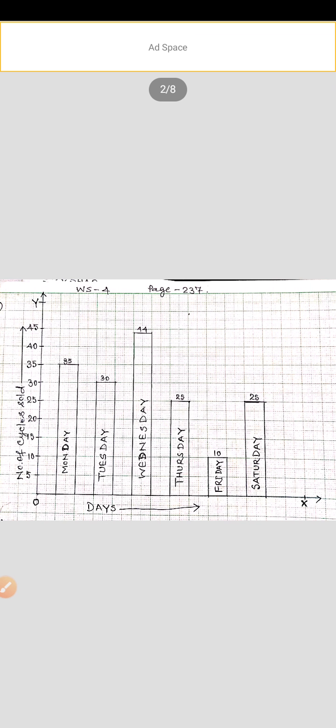Step 5, on the x-axis, draw bars of equal width for the heights marked in step 4. The bars should be centered on the points marked on the x-axis. These bars represent the given numerical data.